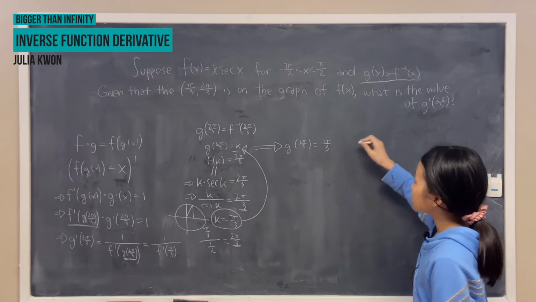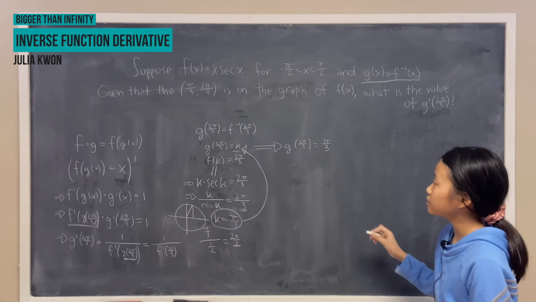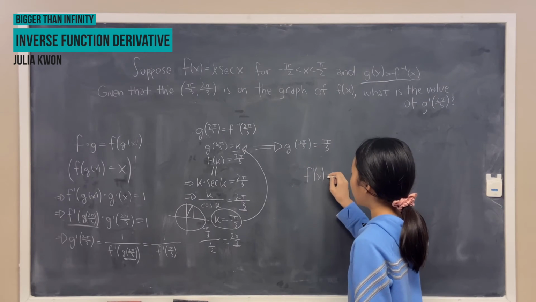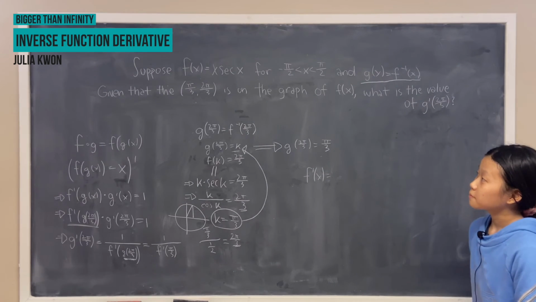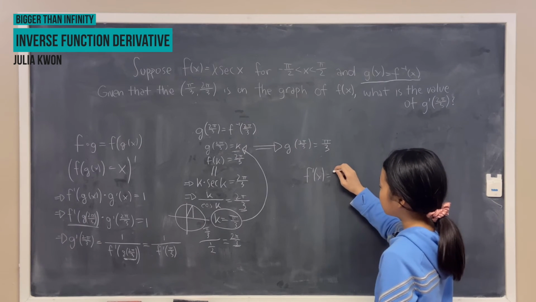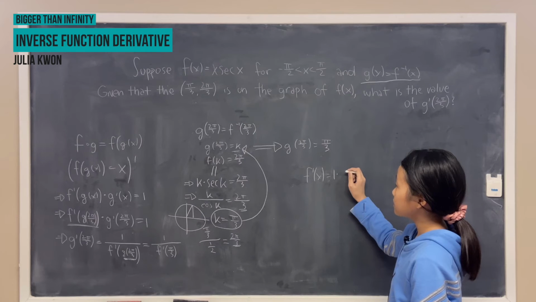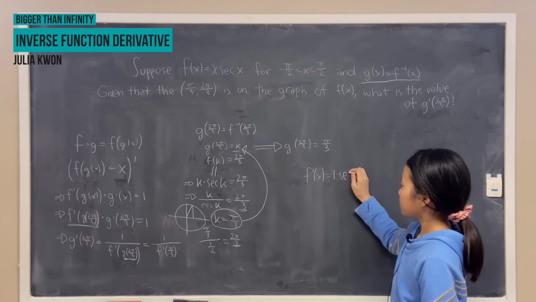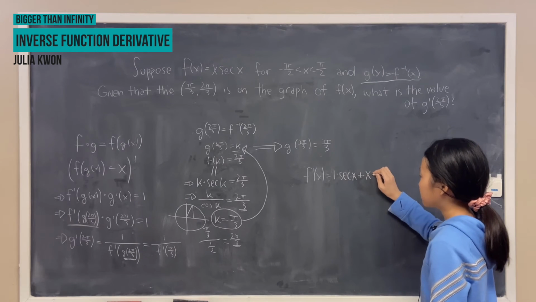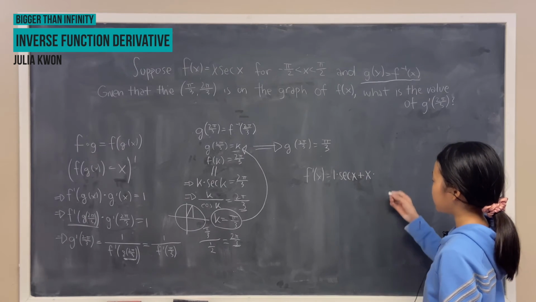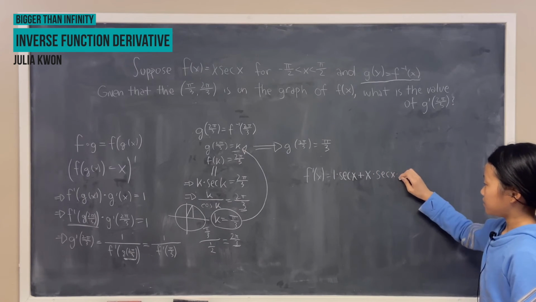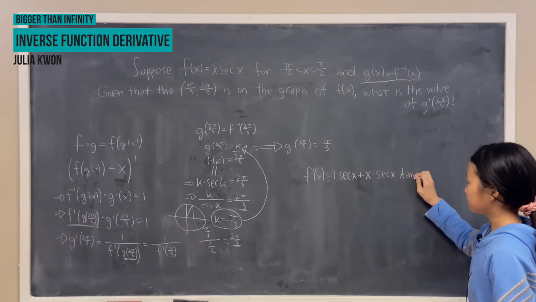The function is that, so to take the derivative of it, we would have to use the product rule. So the derivative of x is equal to 1 times secant x, leave secant x alone, plus x times the derivative of secant x, which is secant x times tangent x.